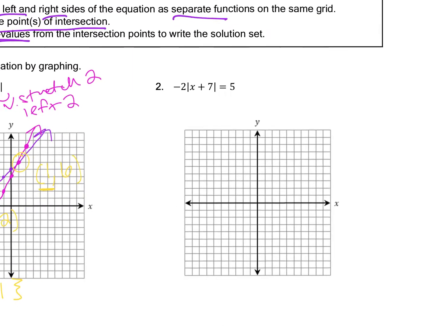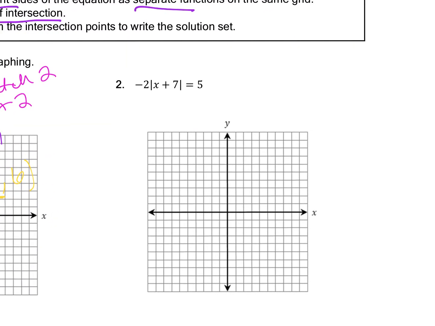All right, so let's take a look at number 2. So we're going to, again, solve it graphically. So we're going to graph the left side, and then we're going to graph the right side. So left side, we have a negative, so that's reflected over the x-axis. And then stretch by 2. And left 7, sorry.